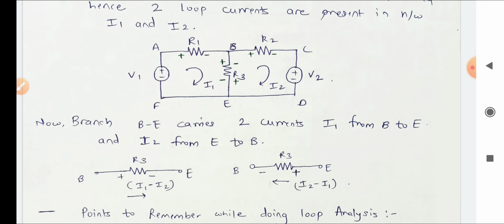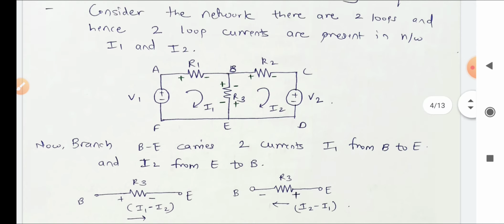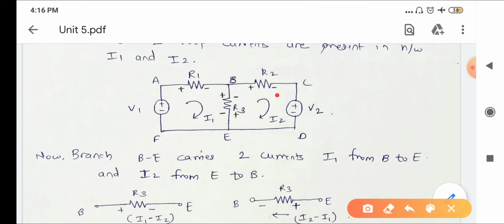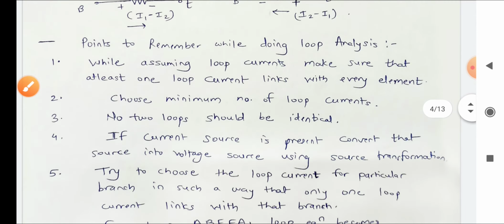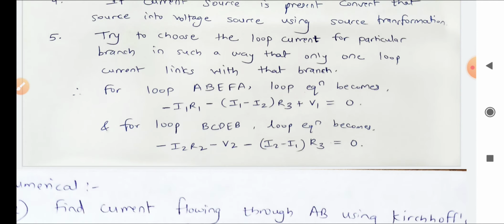And we are going to write another equation for loop 2. The second equation will be minus I2 into R2 minus V2 minus R3 (I2 minus I1) is equal to 0, according to the law of KVL. So by solving these equations simultaneously we can get the values of I1 and I2, which are the loop currents.